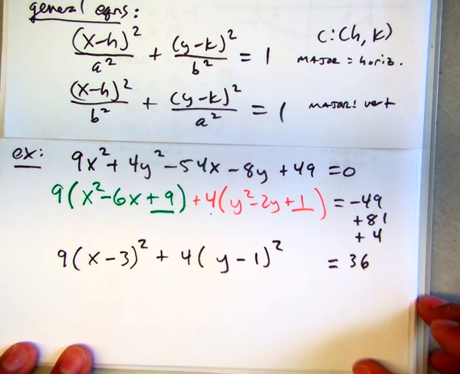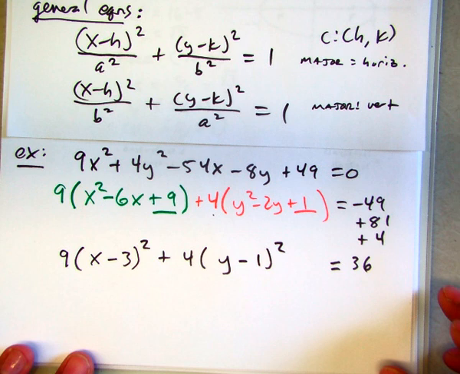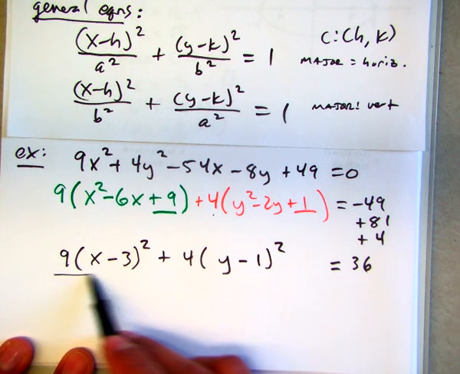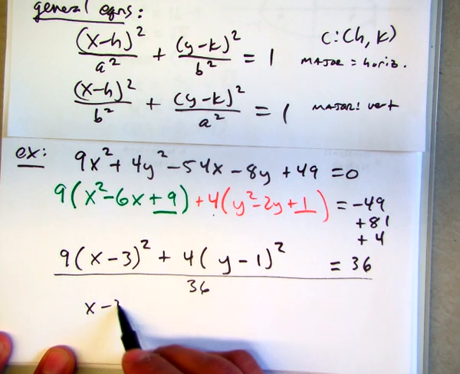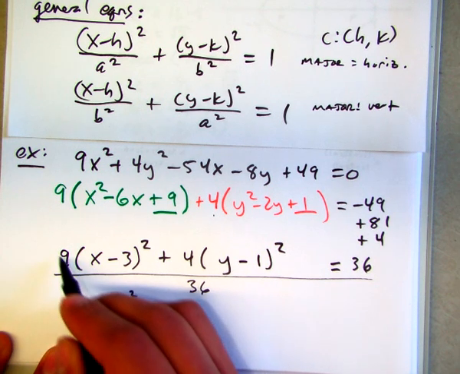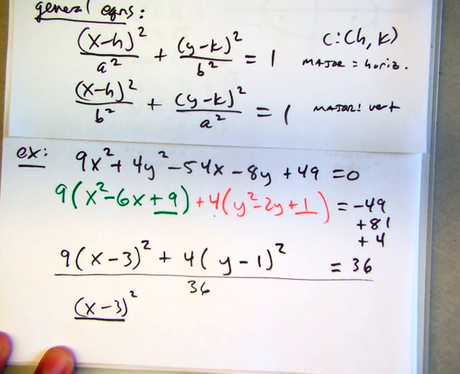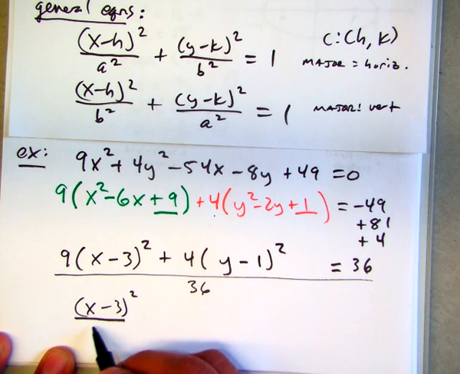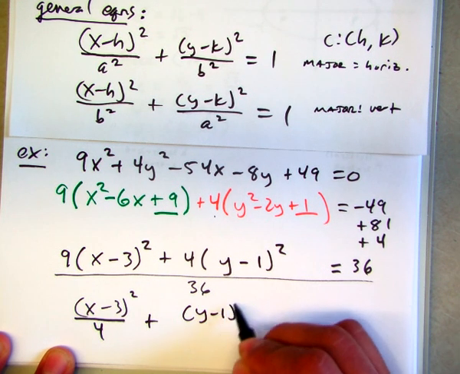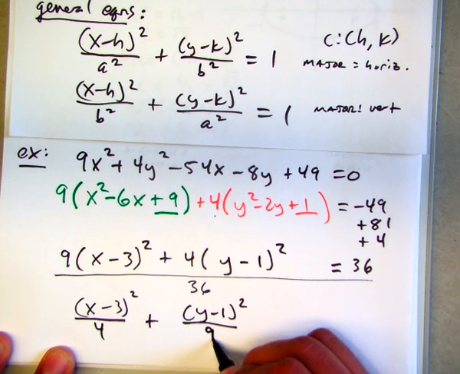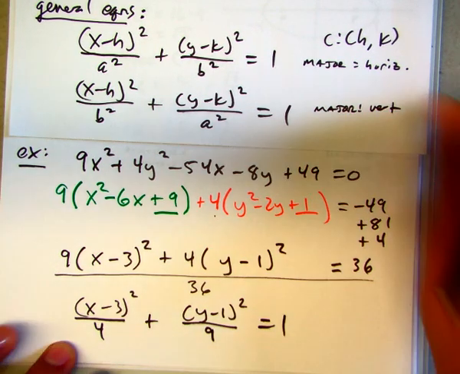Okay. What's the next step? Divide by 36. Good. So then we have x minus 3 squared over, 9 over 36 reduces to 1/4, so just put a 4 in the bottom. 4 over 36 just reduces to 1 over 9. And then here's our equation now.